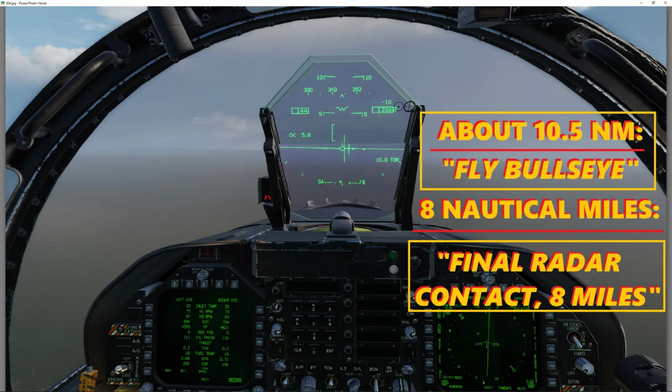You get that fly bullseye call, kind of a wake-up call. And then at 8 nautical miles, you get another call, and the controller will say final radar contact 8 miles. And you'll concur and all that kind of stuff.